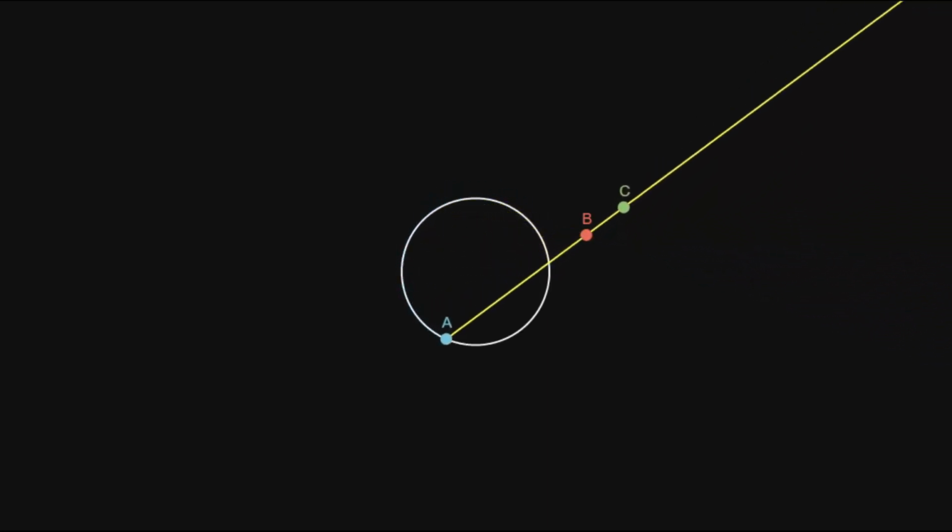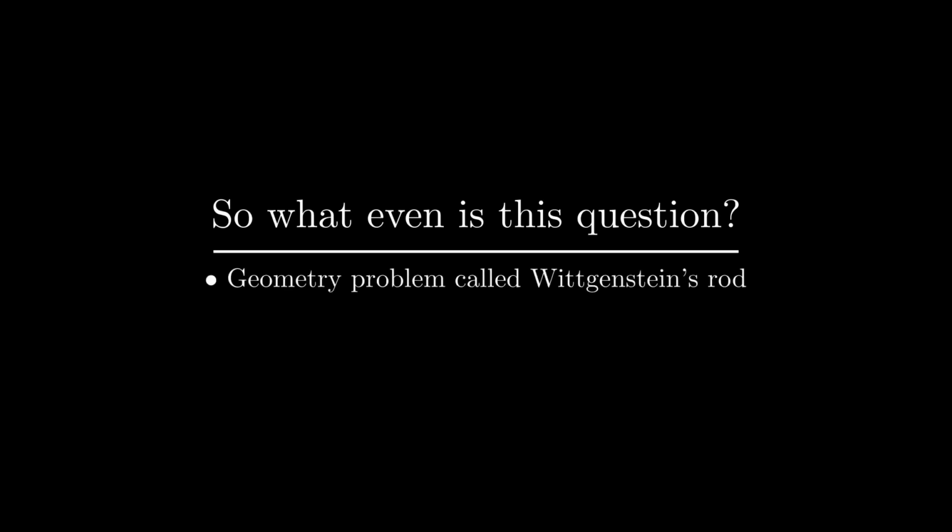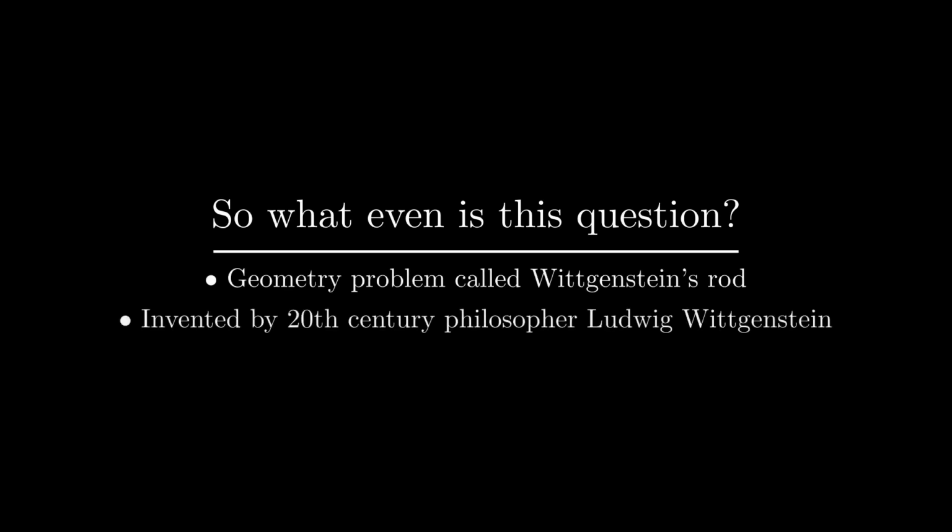What is the locus, or path, traced by point C for all points A on the circle? And more importantly, what even is this problem? This is a problem from geometry called Wittgenstein's rod, and it was first posed by the 20th century philosopher Ludwig Wittgenstein. In this video, I'll be demonstrating some of these loci, as well as a few variations on this problem.